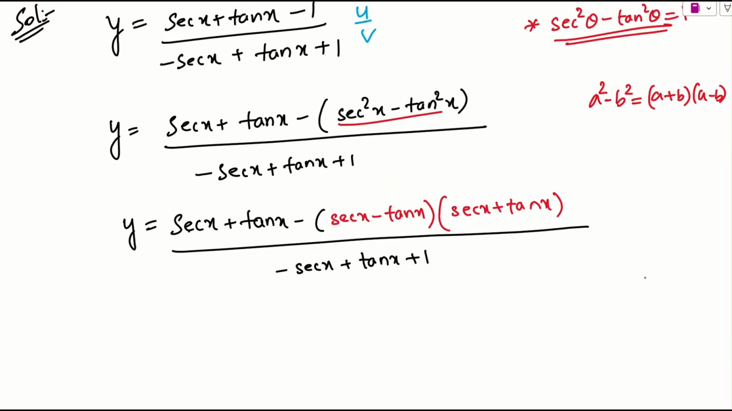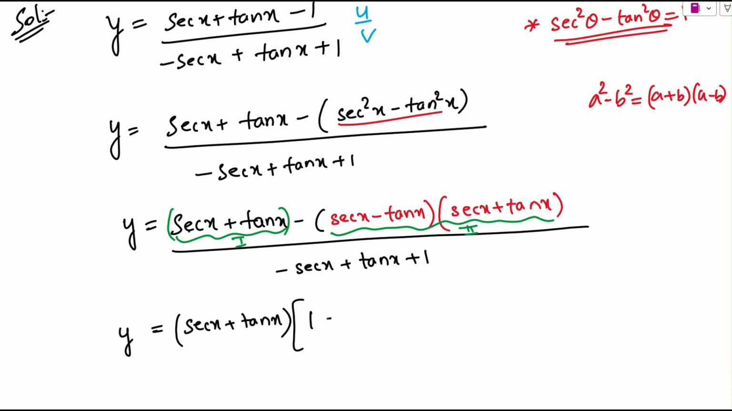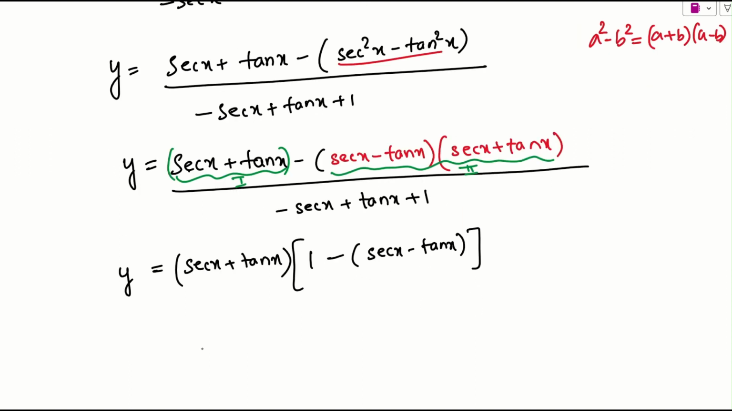Are you getting my point here? Don't get confused between the terms. This one I can take as the first term, and this whole multiplication is the second term. From the first term and second term, secant x plus tan x is common, so I'll take it out. What is left over in the first term? Nothing, so it will be 1. Minus what is left in the second term? Secant x minus tan x is left over. And nothing is disturbed in the denominator: minus secant x plus tan x plus 1.